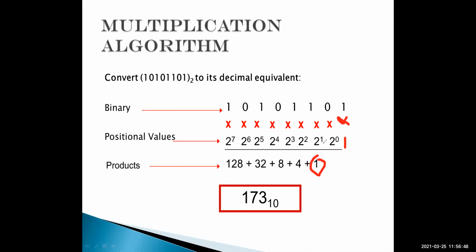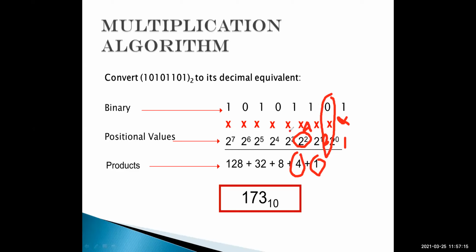Now the second term, 2 raised to 1. So 2 raised to 1 will become 2. So 2 multiply with 0. If 2 and 0 are multiplied? 0. But I am not writing 0 because 0 means 0. Okay, then we'll move forward with 2 raised to 2. 2 raised to 2 means 4. So 4 multiply with 1 means 4. That's why I write 4 here.